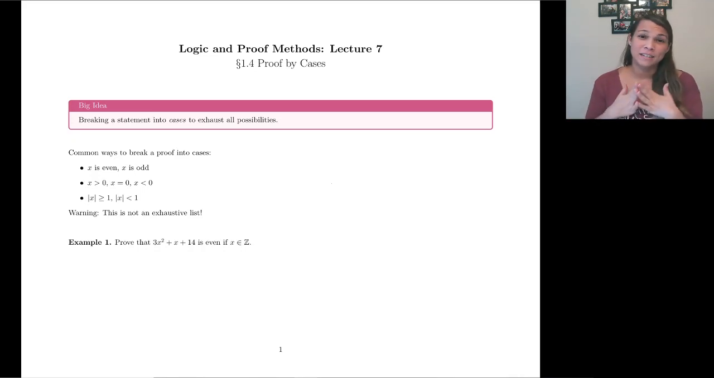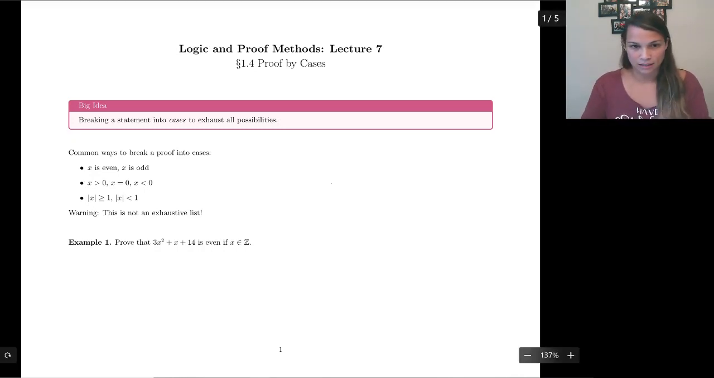Hey guys, today we're going to talk about proof by cases. Not everything is going to move quite so straightforward as it did last time. Sometimes our problem is going to act very differently depending on our situation, or the type of variable that we're plugging in. And for these problems, you need to break your statement into cases so that you can exhaust all the possibilities. Very common cases.